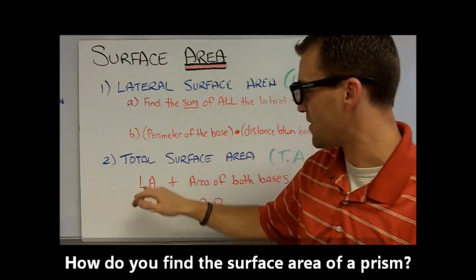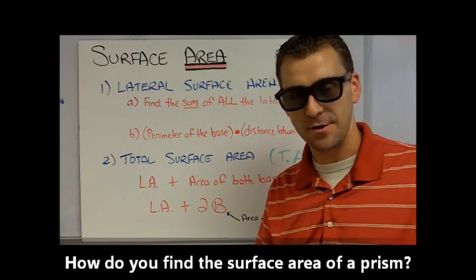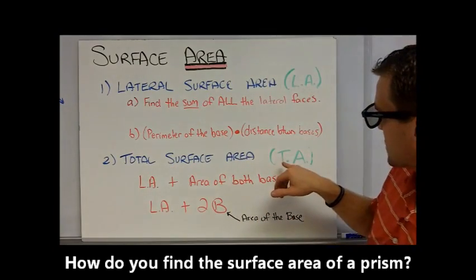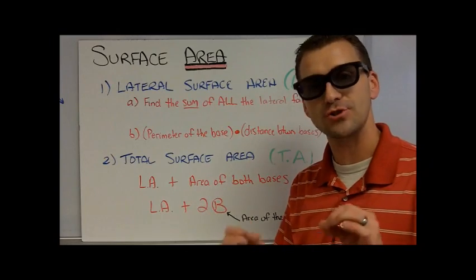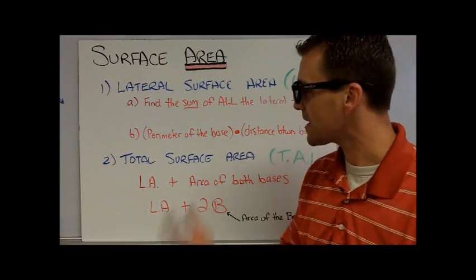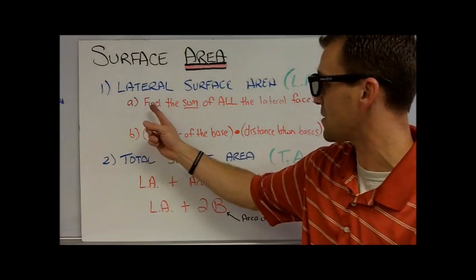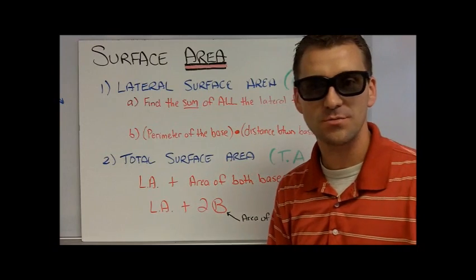The ultimate goal, though, is to find the total surface area of the entire solid. So that's called TA. In the book, when it asks you to find TA, that stands for total surface area. LA stands for lateral surface area. So how do you find the lateral surface area? Well, I just said, you find the sum of all of the lateral faces. And here's what's really cool.